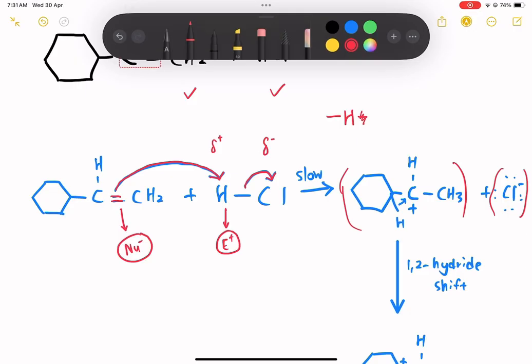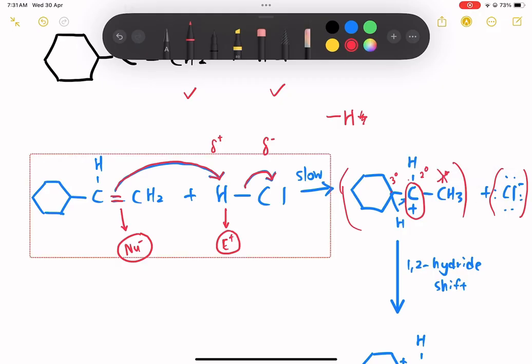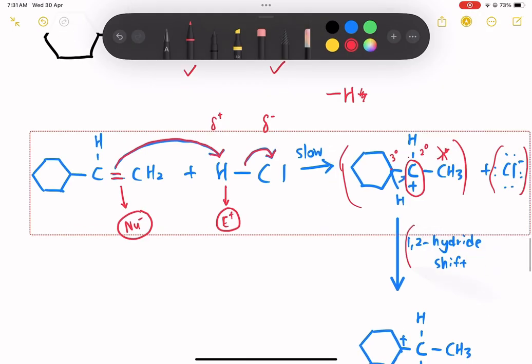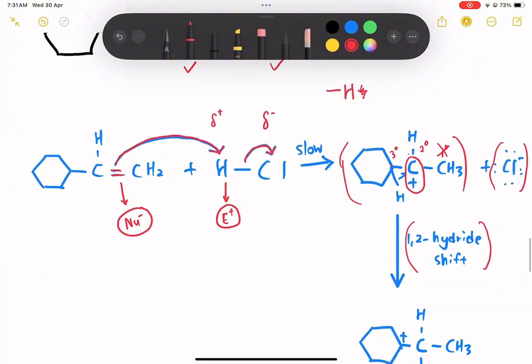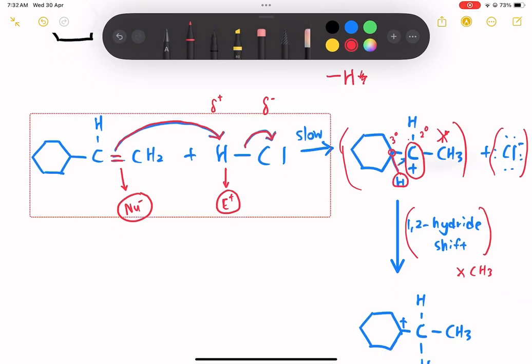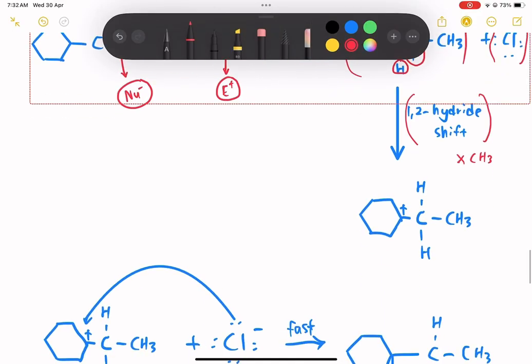Once you have formed carbocation, consider rearrangement. For this case, rearrangement is needed, and it happens between here and here because this one is a secondary and for this one it is a tertiary carbon. This one is a primary carbon, so we do not consider this one. A 1,2 hydride shift is going to occur because there is no CH3 for this carbon, but there is only H. So a 1,2 hydride shift is going to occur here and the resulting compound will form this.